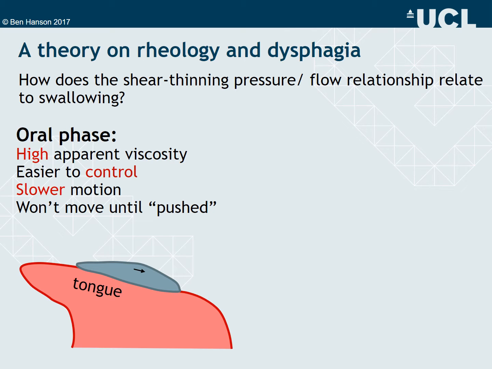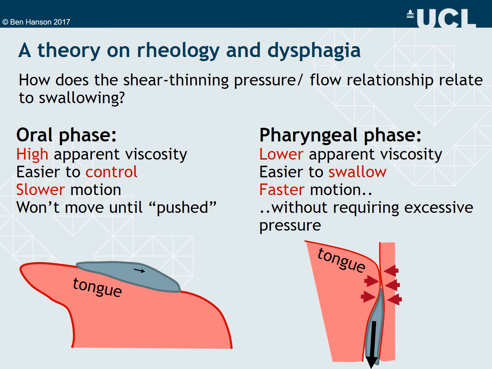This is the oral phase. The liquid in this case won't flow at a very high speed unless you actually apply a pressure to it. So it, in theory, would only respond to movements when you push it. In the pharyngeal phase, then, having a shear thinning property is also beneficial in that respect, that you want the material to be able to flow quite quickly, but you don't want the person to have to apply a very high pressure to it. That would result in fatigue and it would feel effortful. So for a shear thinning liquid, you get faster motion without requiring excessive pressure.